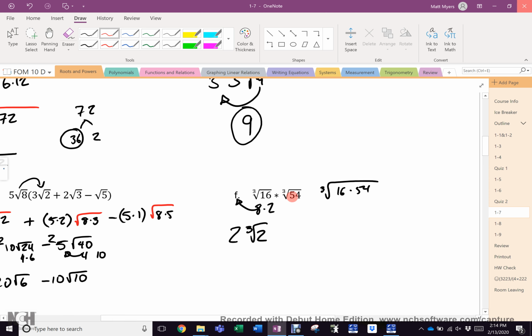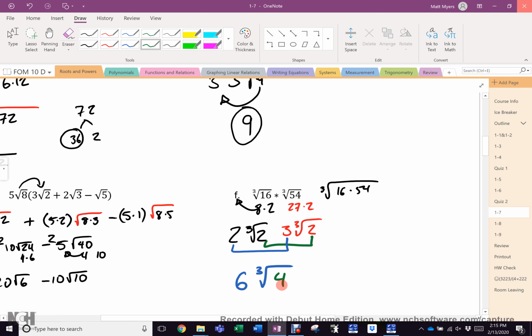What is a cube that goes into 54? 27. It's 27 times 2, isn't it? What's the cube root of 27? So this would be 3 cube root what? 2. Now, what am I multiplying? 2 times 3, which is 6, cube root. 2 times 2, which is 4.